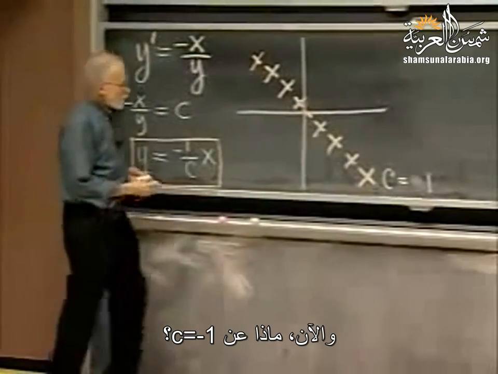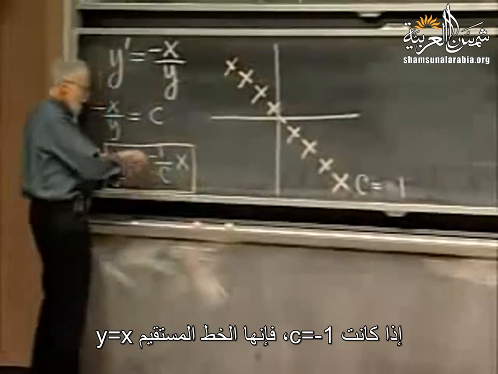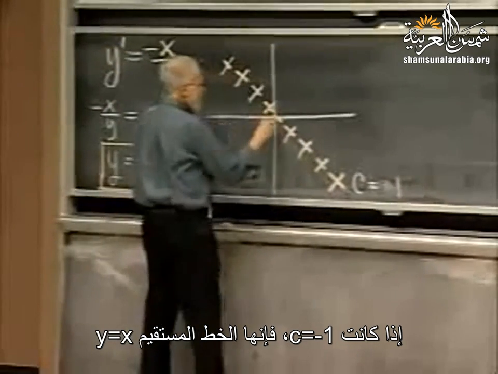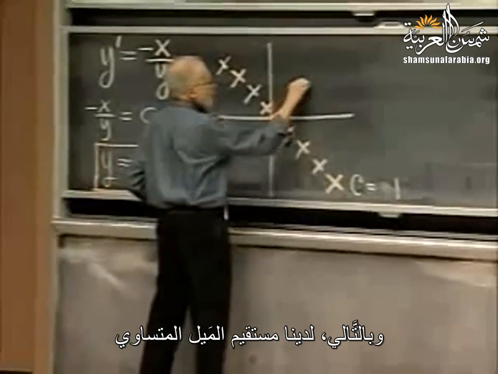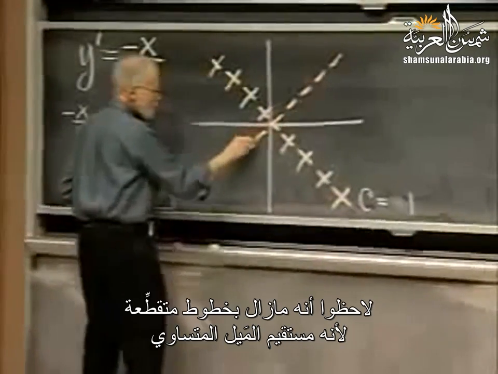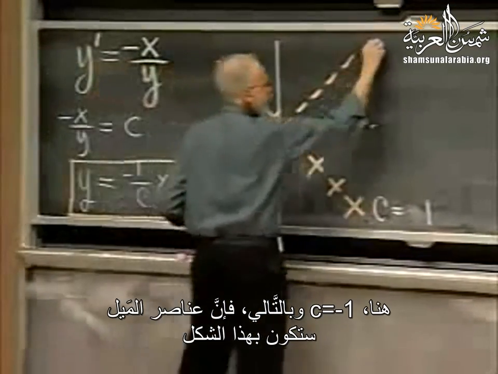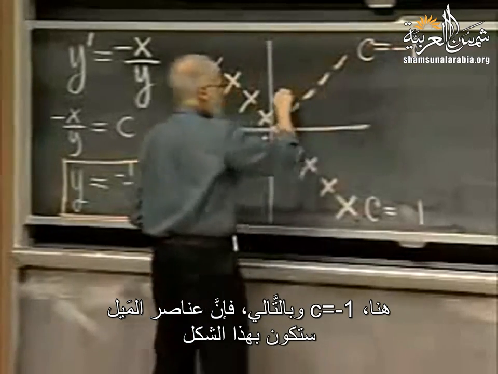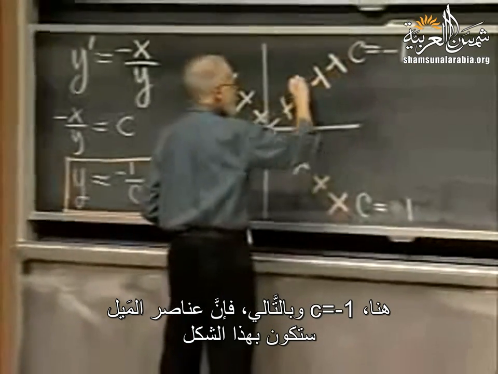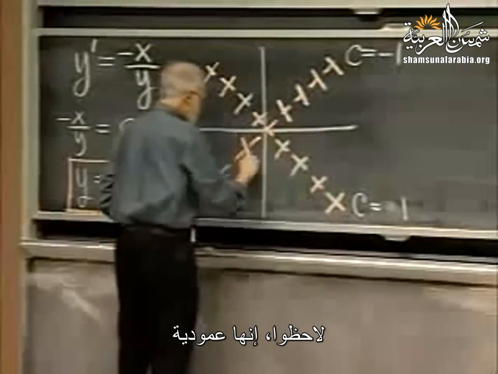Okay, now how about c equals negative 1? If c equals negative 1, then it's the line y equals x. And so that's the isocline. Notice still dashed because these are isoclines. And now here c is negative 1, and so the slope elements look like this. Notice they're perpendicular.